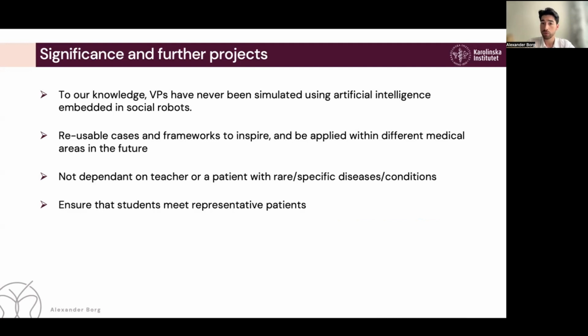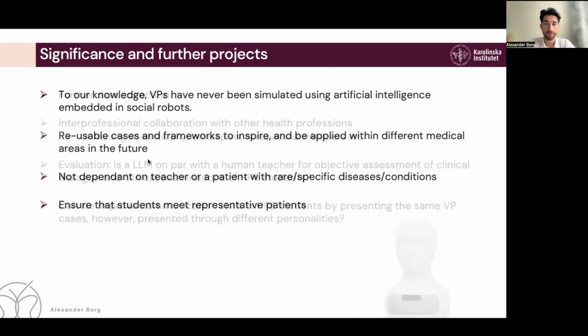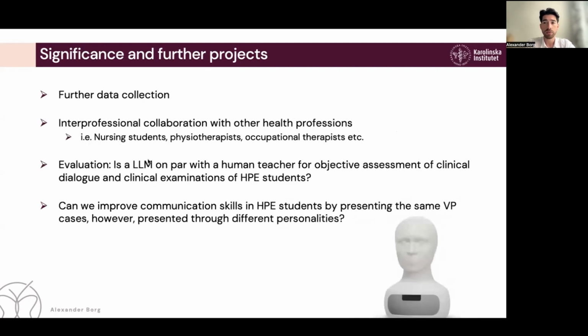We plan to create reusable cases and frameworks to inspire and apply within different medical fields. And since virtual patients are independent of a present teacher or patient with a rare or specific condition, we can continue to ensure that students meet representative patients within their study curriculums, which is important. We will continue to collect data for the previous research question addressed to get higher power.